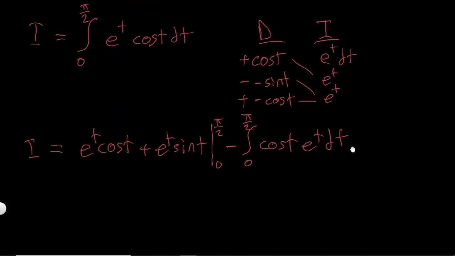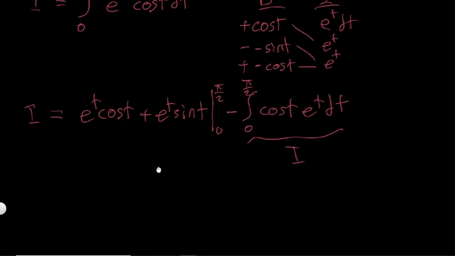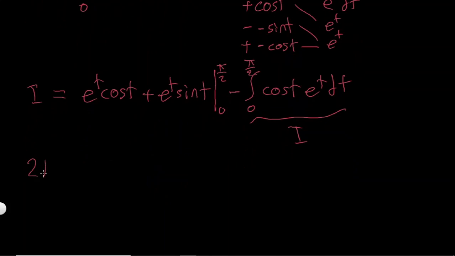So as I said, this is equal to my integral, okay? So I'm just sending this to the other side. So I have 2I being equal to, so I'm just writing this as e to the t, parentheses, cosine t plus sine t, evaluated at pi over 2 and 0.